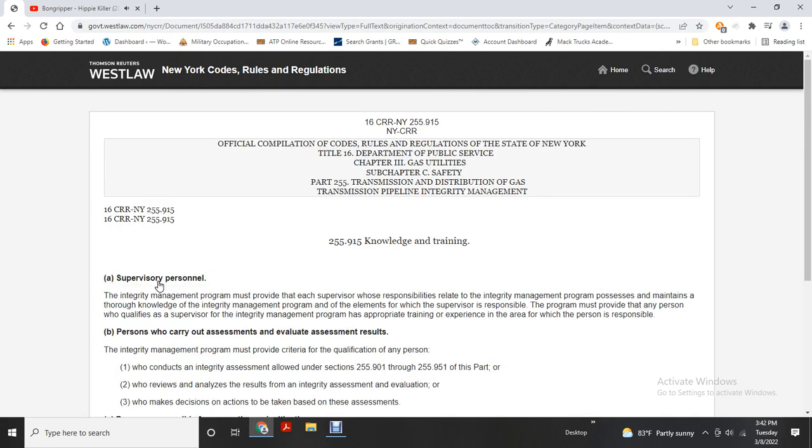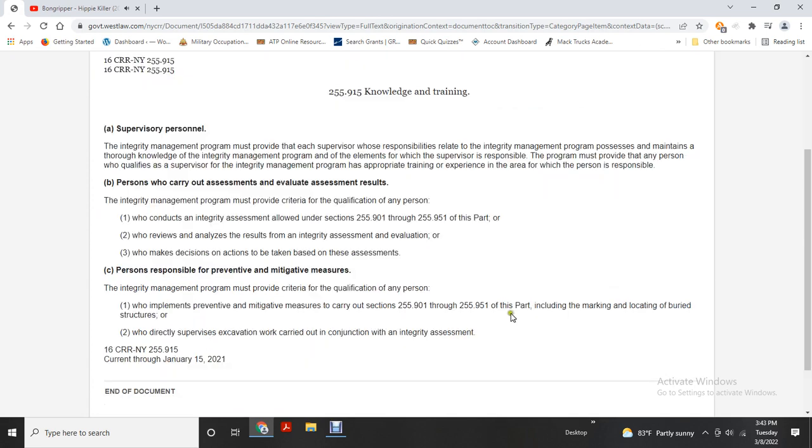Knowledge and training. The supervisor personnel integrity management program must provide that each supervisor whose responsibilities relate to the integrity management program possesses and maintains a thorough knowledge of the integrity management program elements for which they are responsible. The program must provide that any person who is qualified to supervise the integrity management program has appropriate training and experience in the area in which the person is responsible.